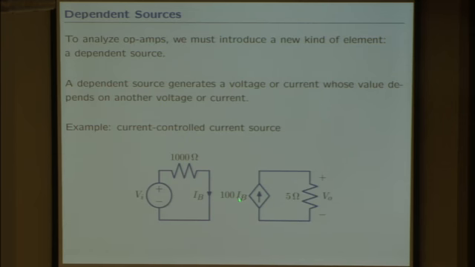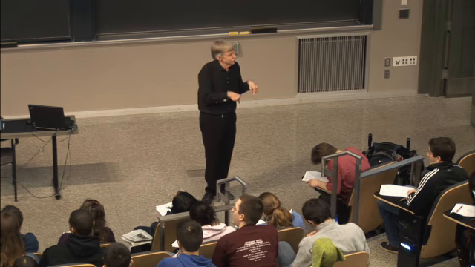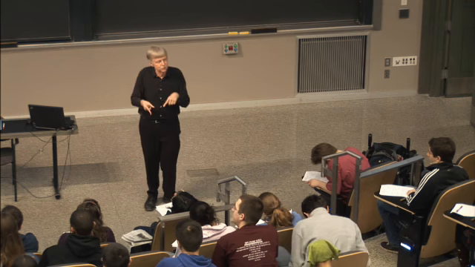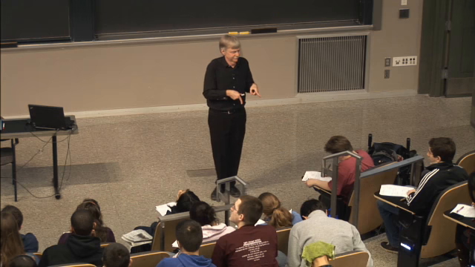In this case, it depends on IB, and IB happens to be a current that flows in that circuit. So the idea is that the current in the current source depends on some other current. It's a current-controlled current source. It's a current source whose current is controlled by another current. Got it?